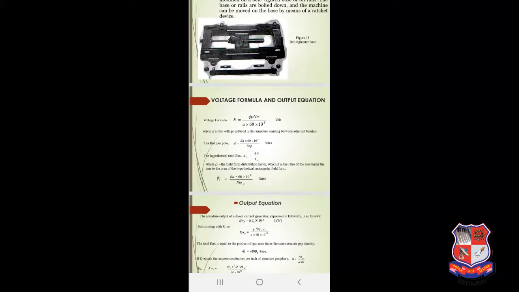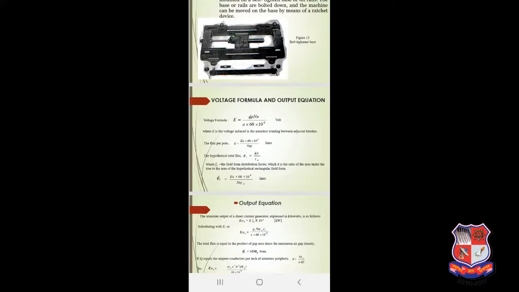Now for calculation of the different parameters when we design the machine, we need some formulas for calculating the parameters. So here we learn about those parameters. Voltage formula and output equation.